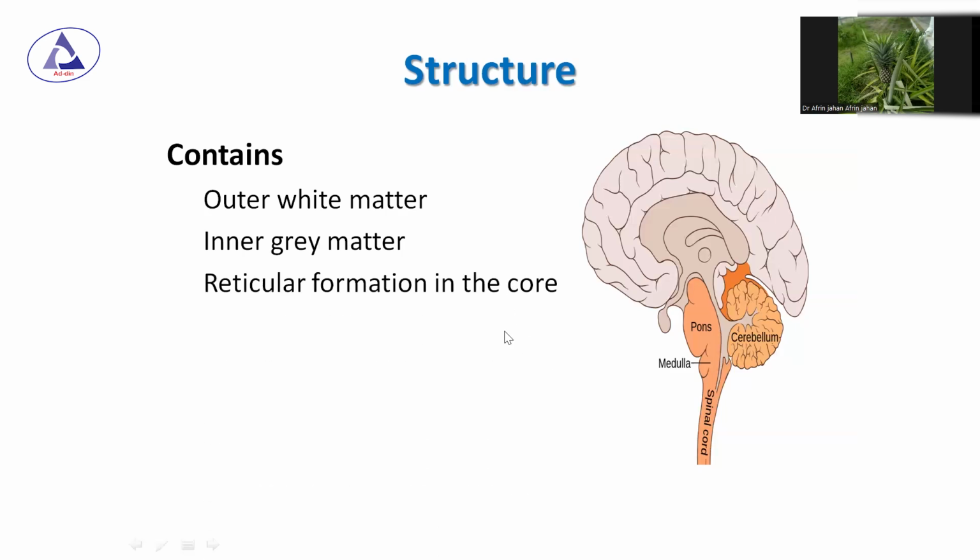Brainstem also contains reticular formation in its core. That means in the deeper portion of the brainstem, midbrain, pons, and medulla oblongata, a combination of white matter and gray matter is also present. These combinations form reticular formation.